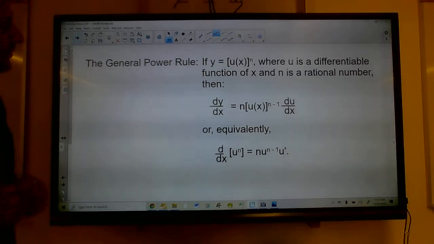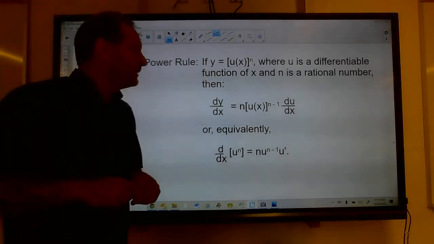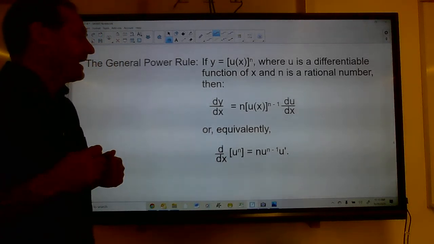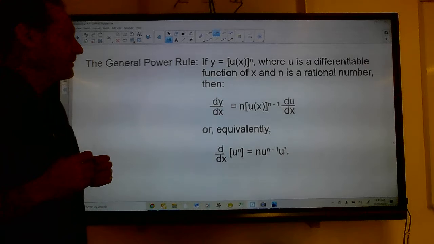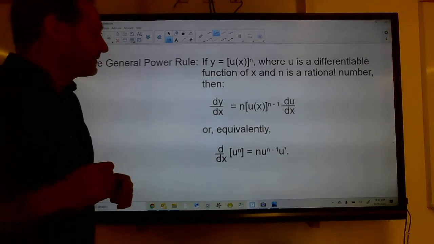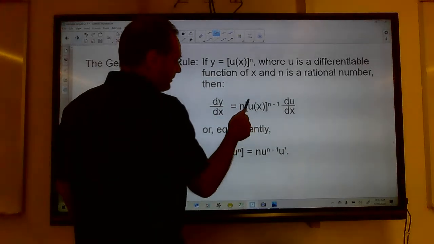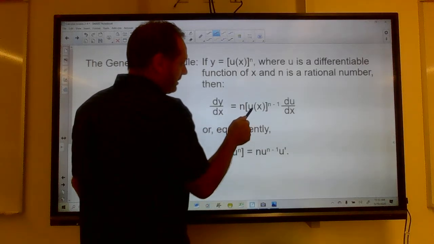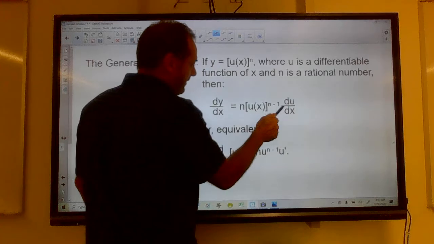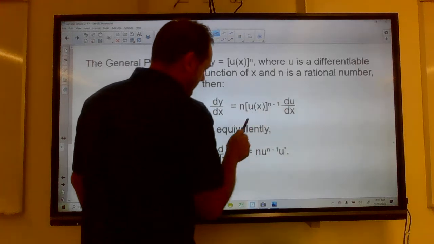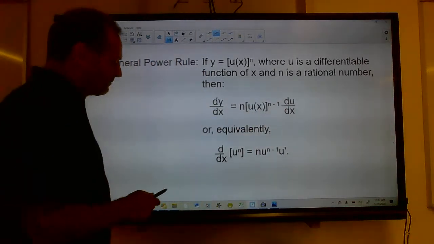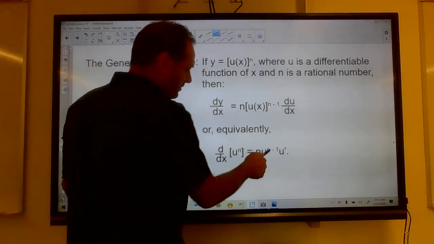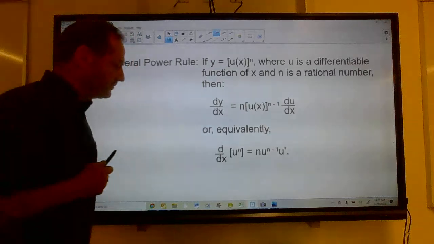So the general power rule: if y is u of x to the n power, where u is a differentiable function of x and n is a rational number, then the derivative of y with respect to x is just the power rule. You take the exponent, multiply it times u of x, drop the power by 1, and then you take the derivative of the inside of this thing. Might be easier to understand it this way. The derivative of u to the n power is n times u to the n minus 1 power times the derivative of u.